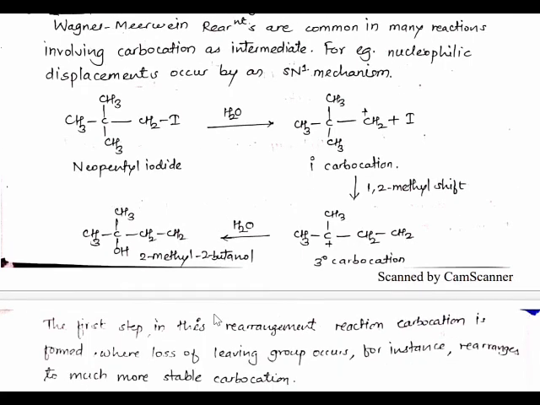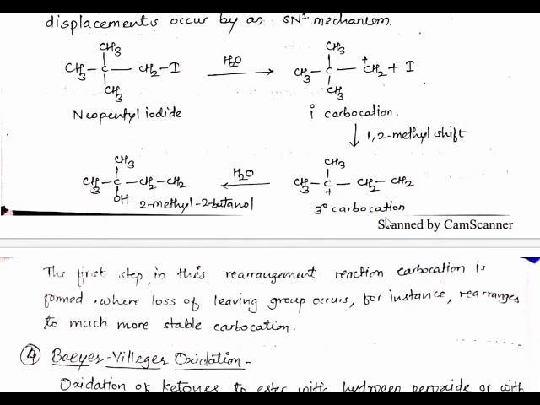The first step in this rearrangement reaction: a carbocation is formed, where loss of the leaving group occurs, meaning after the loss of the leaving group you get formation of a carbocation, which rearranges to a more stable carbocation, and finally you get the product from this more stable carbocation. Okay, this is enough for this picture. In the next picture we will see the remaining reactions. Please study well. Thank you.